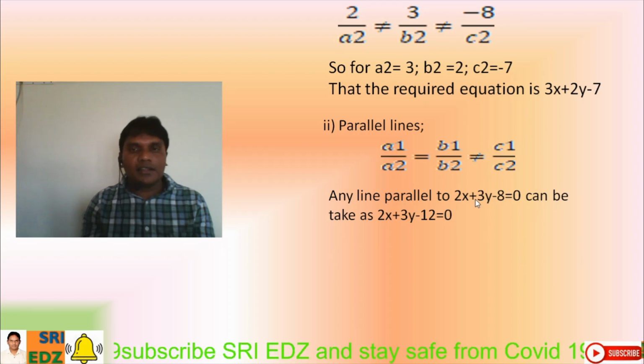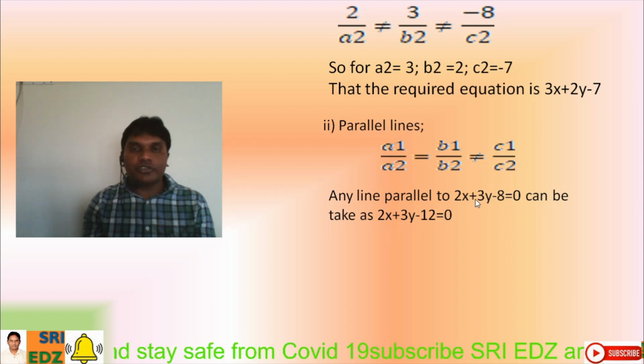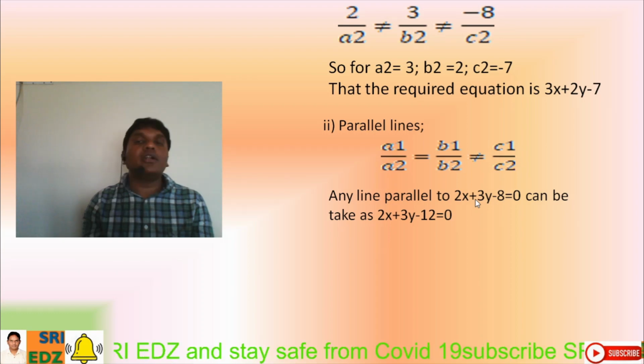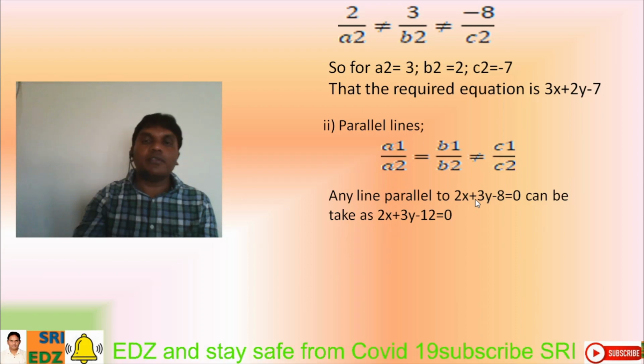So the y coefficient here is 3 in the given question, so we can have the second equation also with 2x plus 3y, as in the given equation. The constant will be changed because b1 by b2 is not equal to c1 by c2. The last condition is not equal to the given, so the constants must not be equal. Minus 8 is the given constant. Other than that number you can assume any one, so here I assumed minus 12, but we can take any other number also. So that is the equation 2x plus 3y minus 12 for the second question.